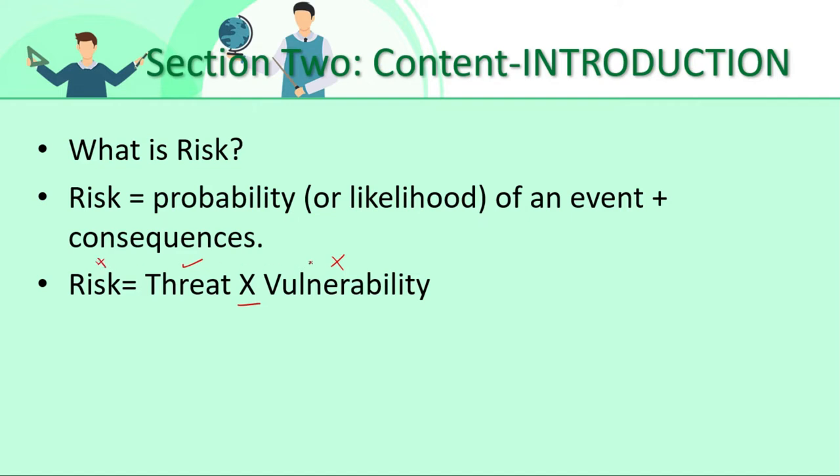If there is only vulnerability, let me put it like this. If there is no threat and no vulnerability, there is no risk. If there is no threat but vulnerability is there, no risk. If there is threat but no vulnerability, there is no risk. Only when there is a threat and there is a vulnerability can we say there is a risk. So this is a basic understanding of risk. This concept will help you solve a couple of questions when you attempt the CISM exam.